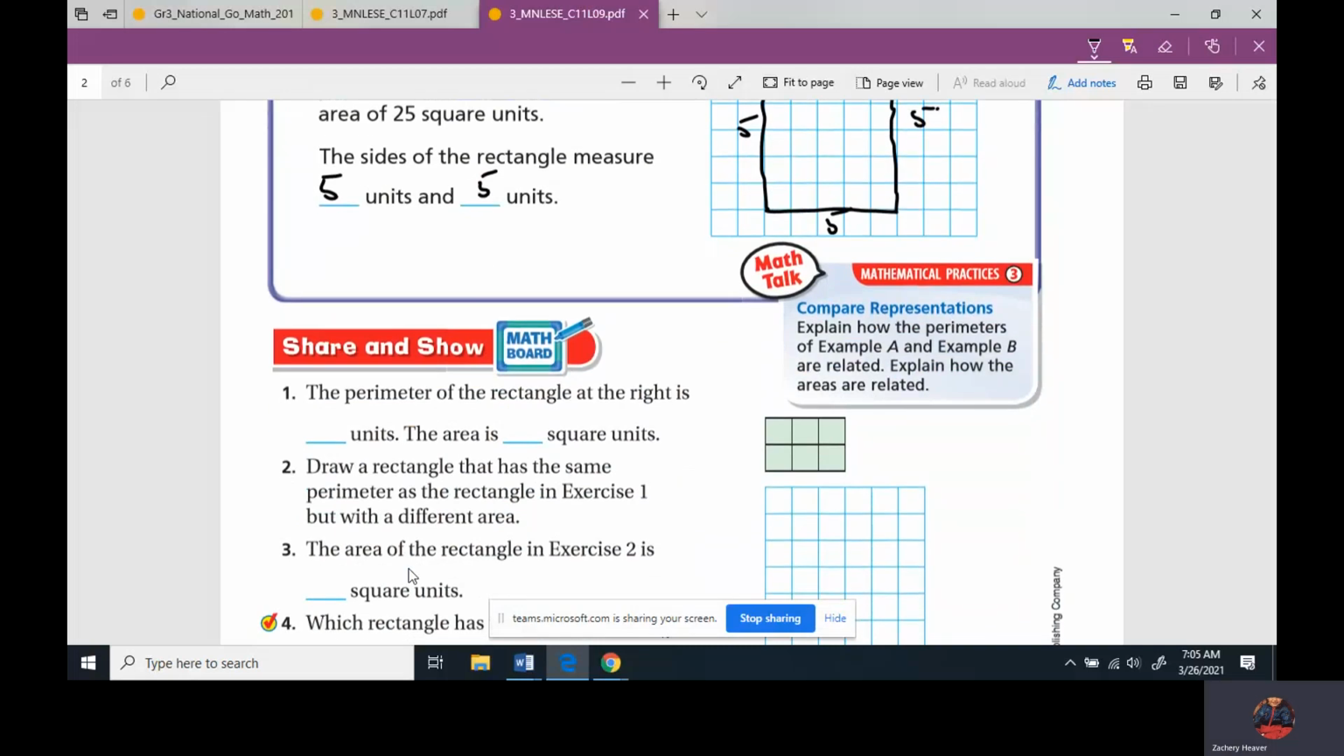The perimeter of this rectangle to the right is how many units? Let's count it. Start at the top. 1, 2, 3, 4, 5, 6, 7, 8, 9, 10. It's 10, and on the inside, it's 1, 2, 3, 4, 5, 6. 6 square units.